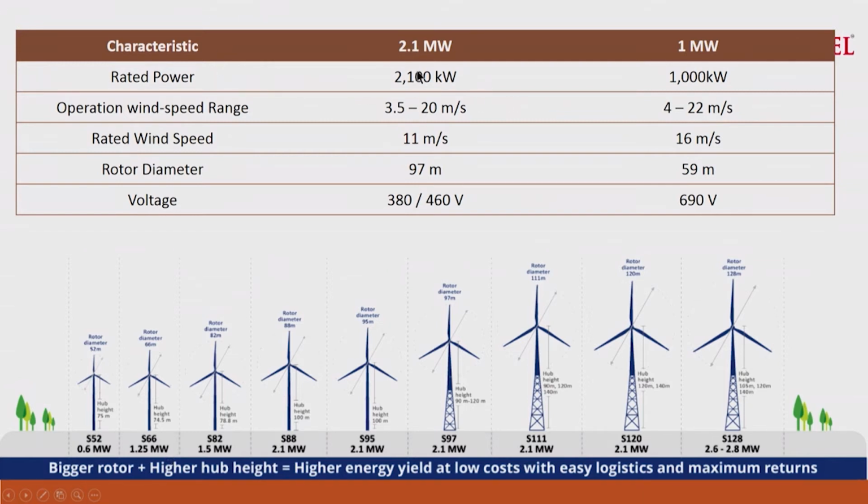Rated power for 2.1 megawatt, and typically for both I have given you the operation wind speed range in which they operate. If wind speed is too low, the 1 megawatt will not even take off. Rated wind speed, rotor diameter, that is the rotor diameter. So, it has to be large. Of course, with a rotor diameter of 97 meters, it has to be mounted at 120 meters or something like that. The voltage is 380 to 460, this is the lower voltage.